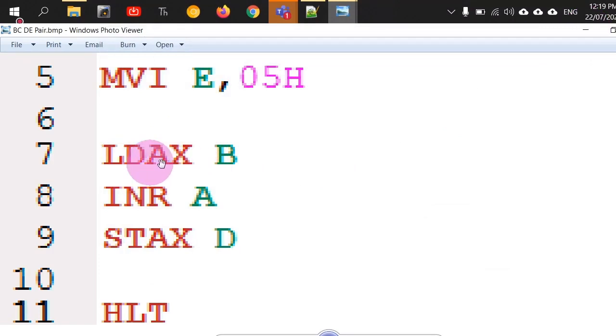So LDAX will simply mean load the contents into the accumulator, and from where you have to load it. Obviously, after LDA we used to write an address, but here we are using an X, which indicates that use the register pair that is associated with the first letter. So the BC register pair will be taken, and whatever is the content inside that BC register pair, it will be treated as an address. Is this command understood? Yes, sir. Okay. So LDAX B will load the contents which are pointed to by the BC register pair into the accumulator.